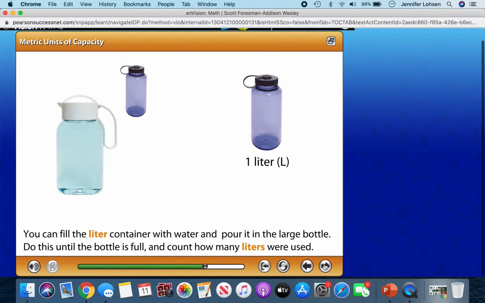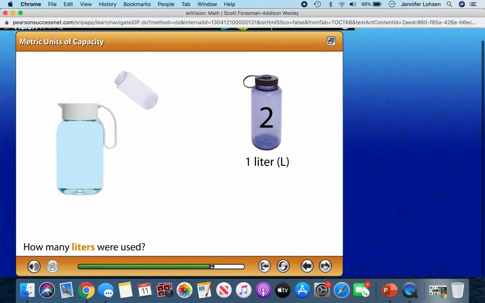You can fill the liter container with water and pour it in the large bottle. Do this until the bottle is full and count how many liters were used. How many liters were used? 2 liters. 2 liters were used. The bottle has a capacity of about 2 liters.